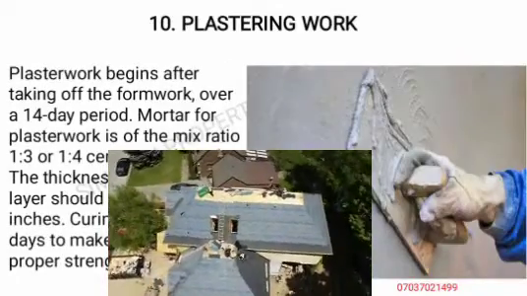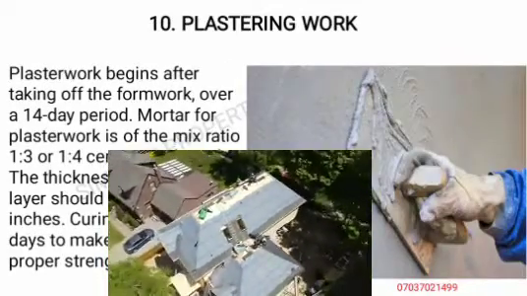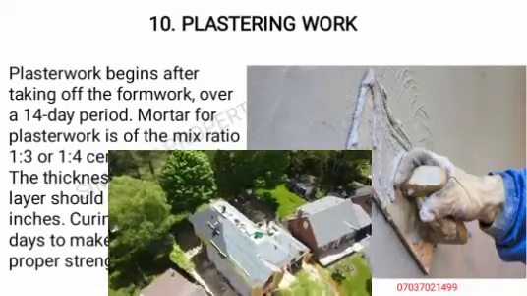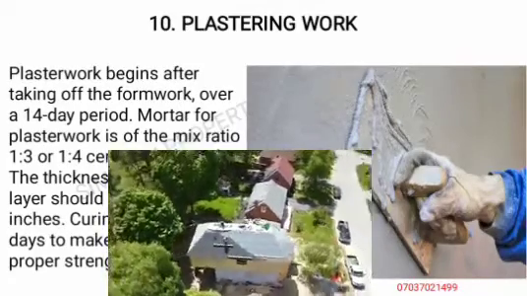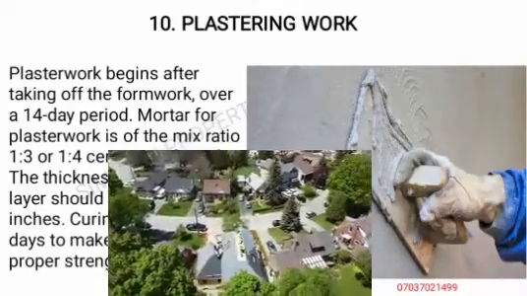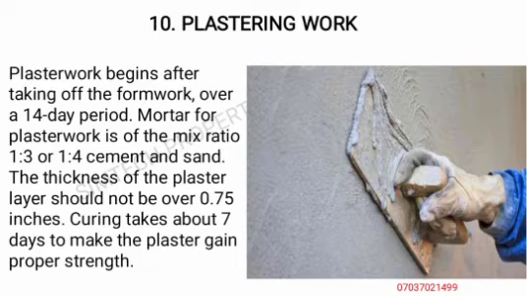Now, number 10 simply means the plastering. This plastering is when you've roofed the house and everything is done. The next thing is to start plastering, to look more smooth, look very beautiful. Plastering work begins after taking off the framework over a 14 days period. Mortar for plastering is of the mixed ratio. You can see the thickness of the plaster layer should not be over 0.75 inches. I think the architect or the person that's building the house will be able to give you more details on how to plaster your work.